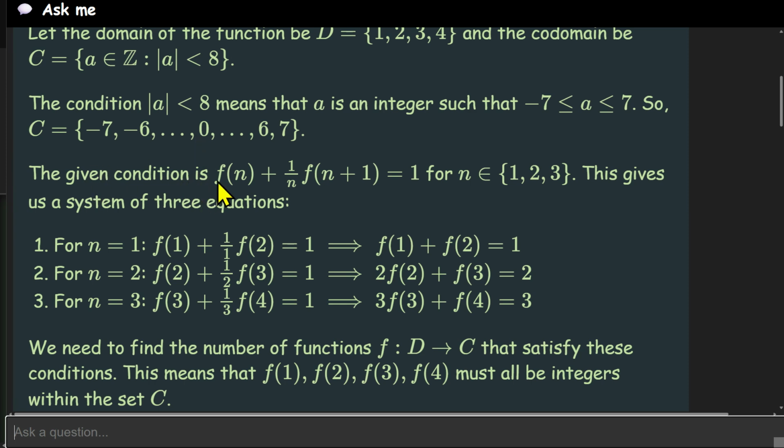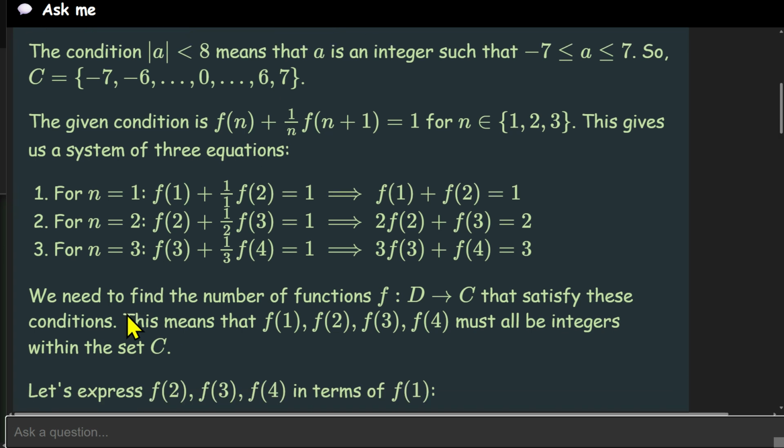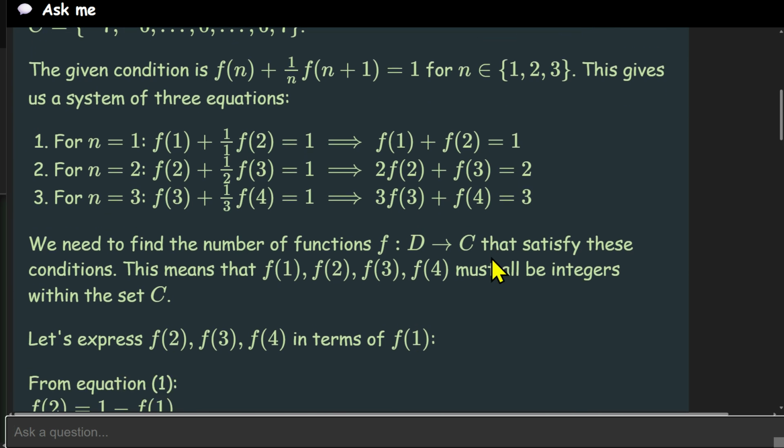So the given condition is f(n) + (1/n) f(n+1) = 1. This is the given condition for n belongs to 1 to 3. This gives us a system of 3 equations. First, put n equal to 1: f(1) + (1/1) f(2) = 1, meaning f(1) + f(2) = 1. Next, put n equal to 2: f(2) + (1/2) f(3) = 1, so 2 f(2) + f(3) = 2. Next, for n equal to 3: f(3) + (1/3) f(4) = 1, so 3 f(3) + f(4) = 3.